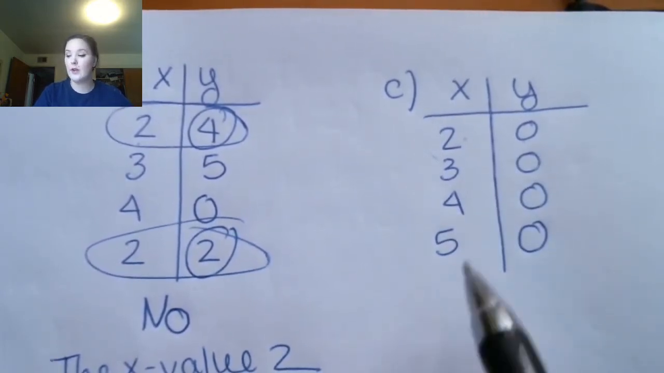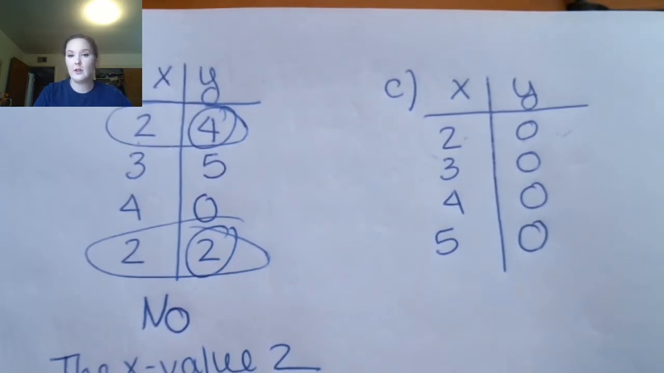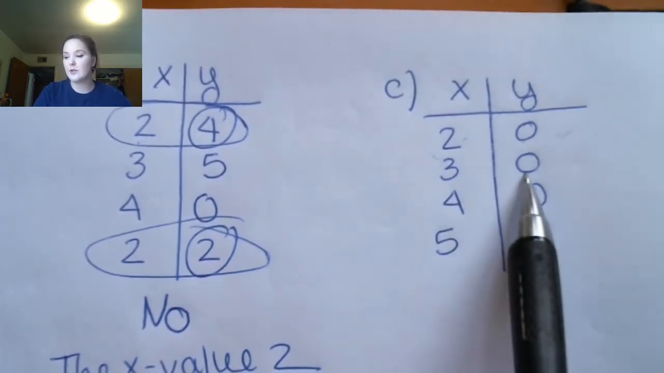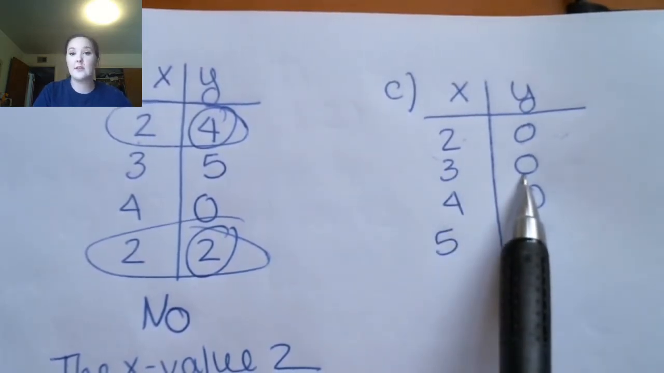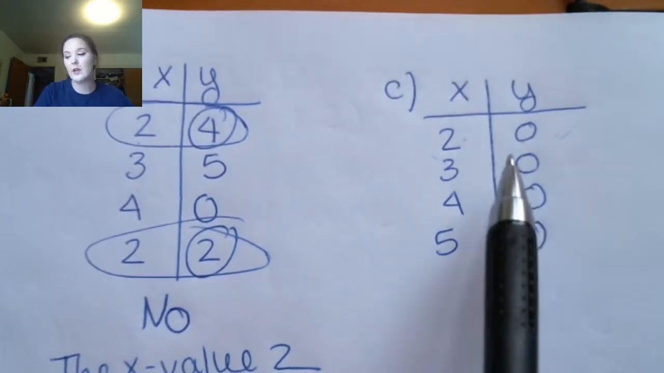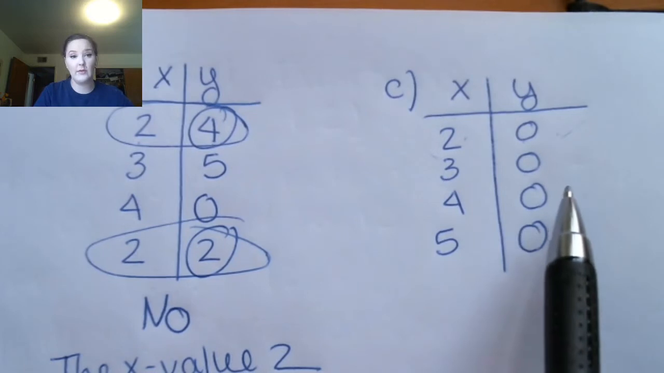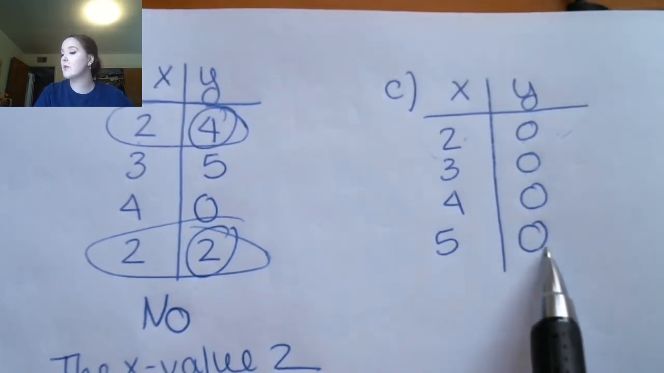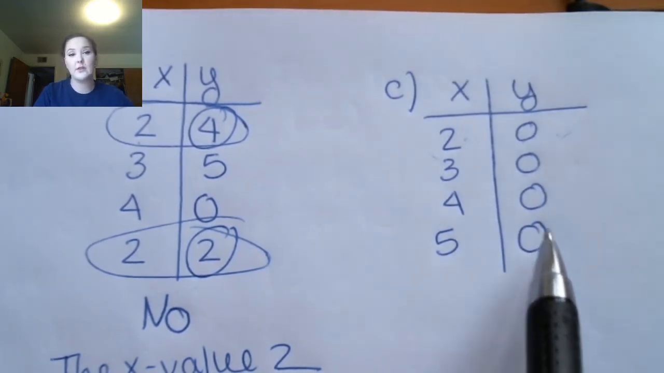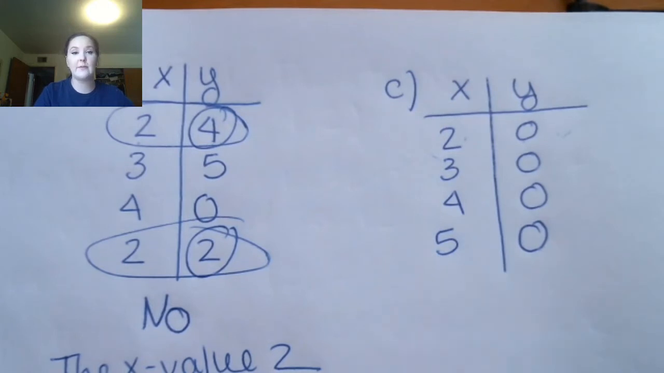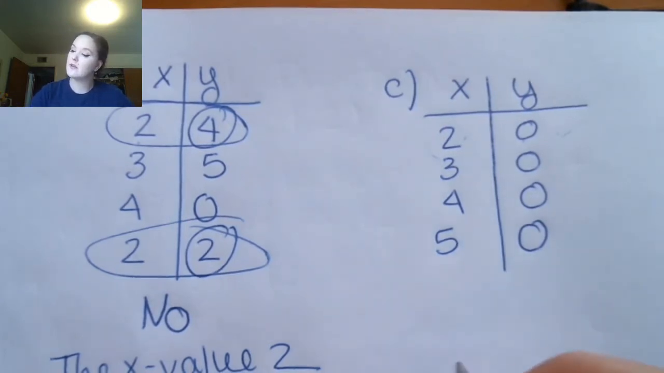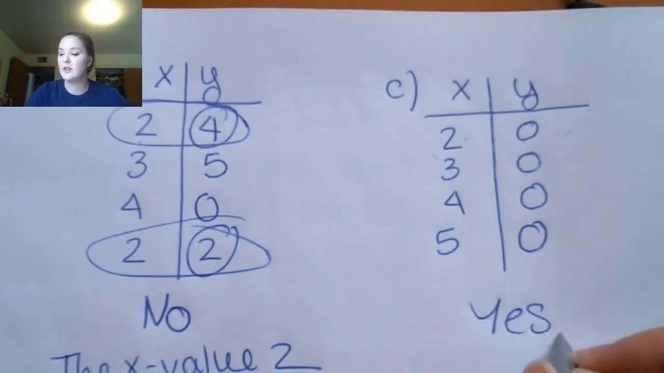No. Okay, so that one's good. What about 3? Does that have a corresponding y? Yes. Is there more than one corresponding y? No. 4 has a corresponding y. There's only one value for 4. 5 has a corresponding value 0. There's not more than one value for 5. Okay, so that means yes, this is a function.